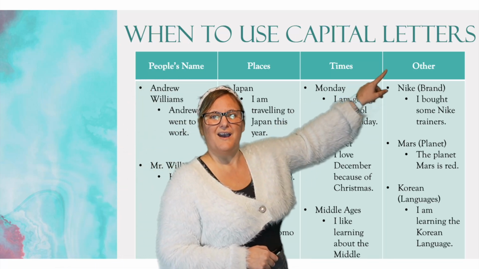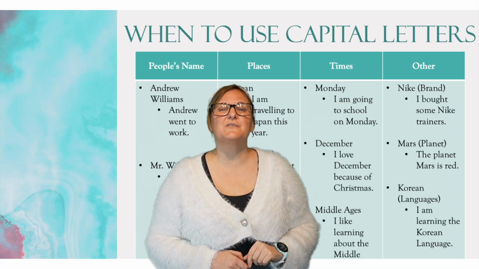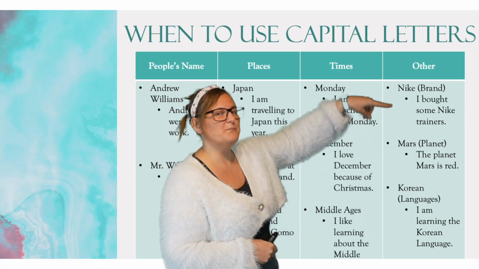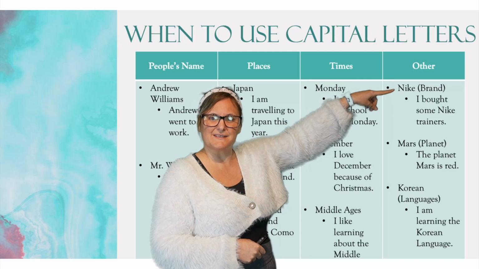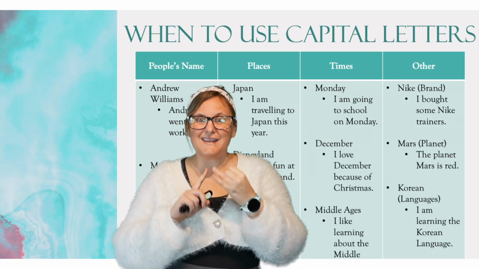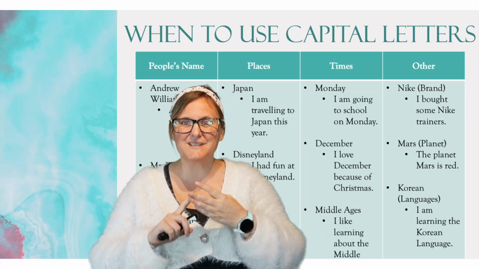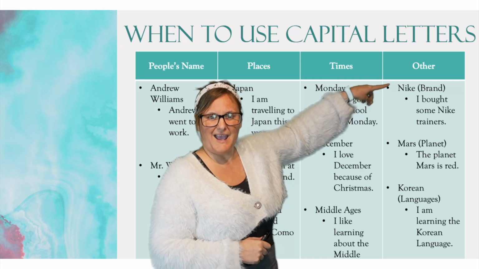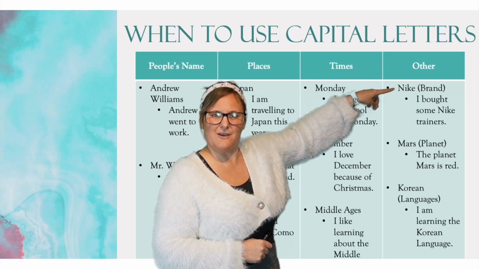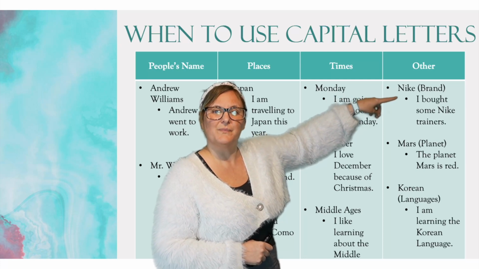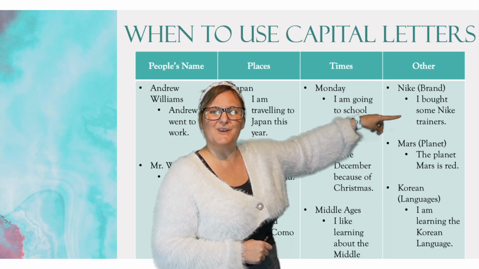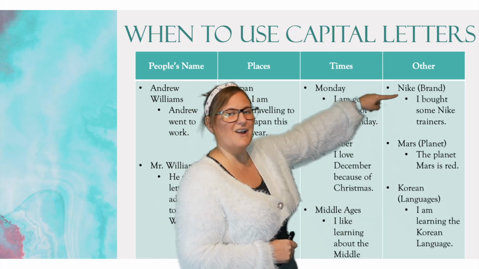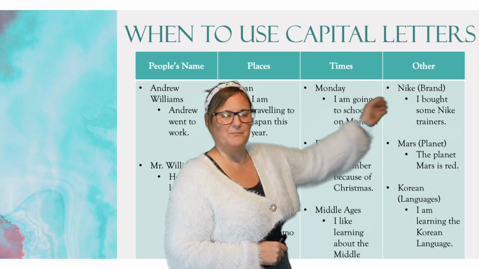Then we have other, and these are very similar to the rest of ours. They are names. So we have names of brands. So that could be Nike, Adidas, McDonald's, Subway. Any names of brands have capital letters. And here our example is Nike. I bought some Nike trainers. So as we can see, Nike begins with a capital letter.